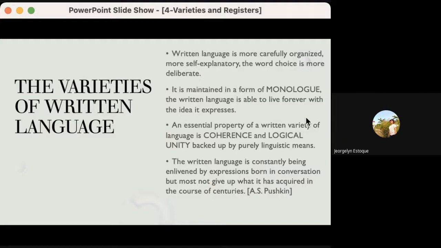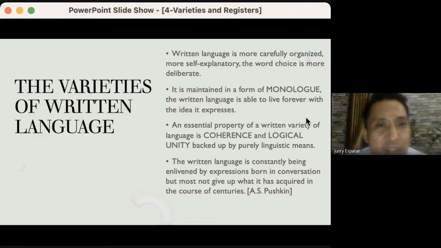Writing language is more carefully organized, more self-explanatory. The word choice is more deliberate. One more, please. Okay. It is maintained in a form of monologue. The writing language is able to live forever with the idea it expressed. Okay, thank you so much, Georgeline, for reading.